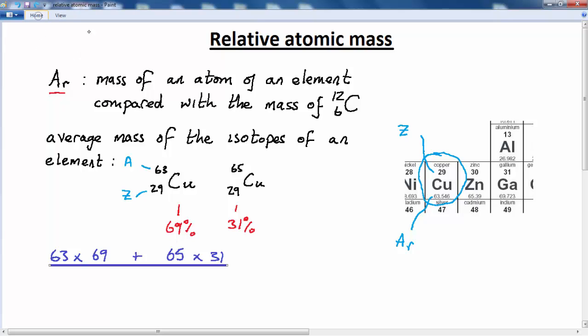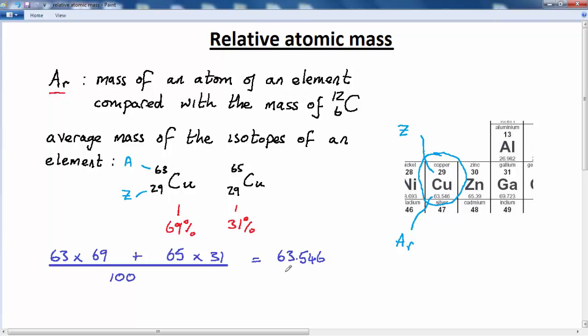To get the average, we divide that by the total number of atoms, which was 100, and that will give us 63.546, which is the value that is quoted on the periodic table.